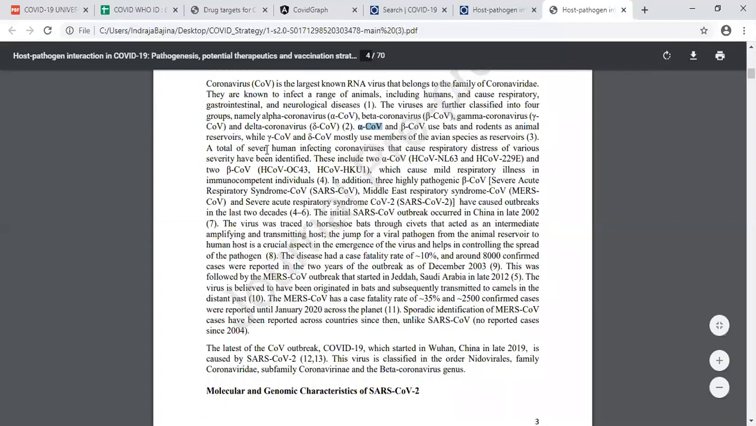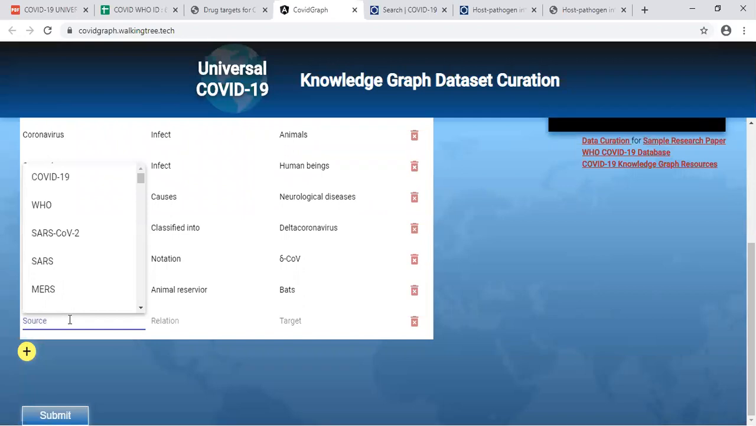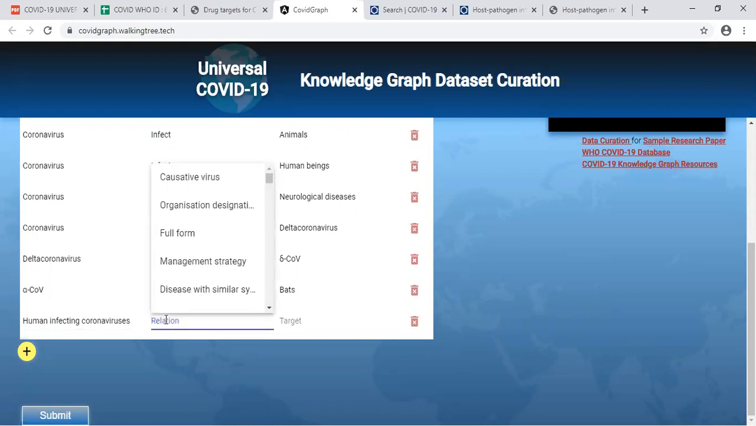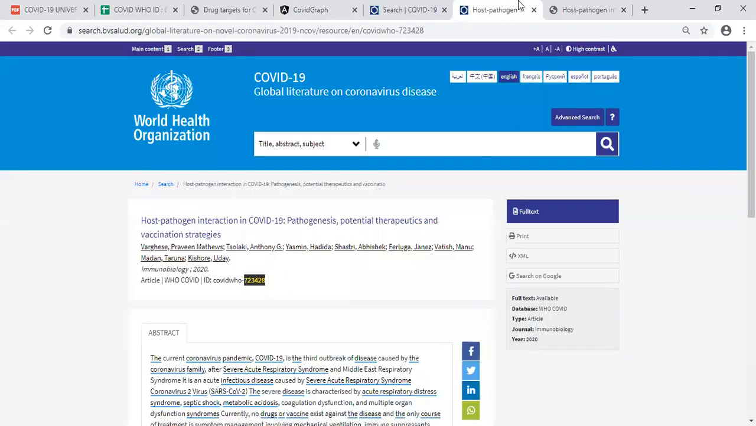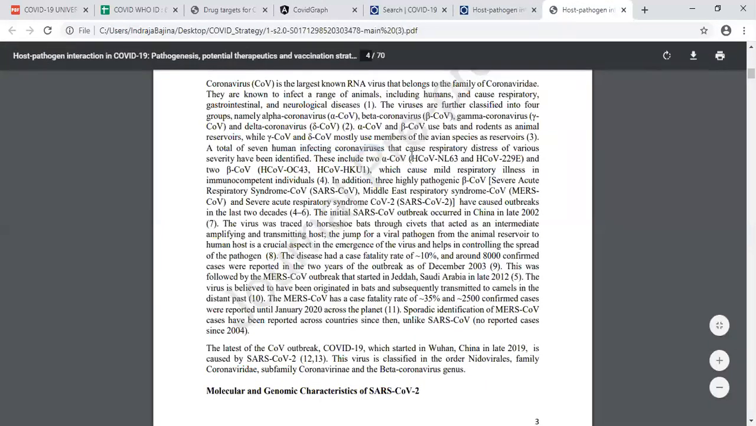Here they talk about a total of 7 human infecting coronaviruses that cause respiratory distress of various kinds that have been identified. These include 2 alpha coronaviruses, 2 beta coronaviruses, and then they talk about the highly pathogenic beta coronaviruses, which cause epidemics. So fine. You see these are human infecting coronaviruses. All these are examples of human infecting coronaviruses. So this is an important relationship to capture. These are human infecting coronaviruses, and all they have is examples. Say this is one example.